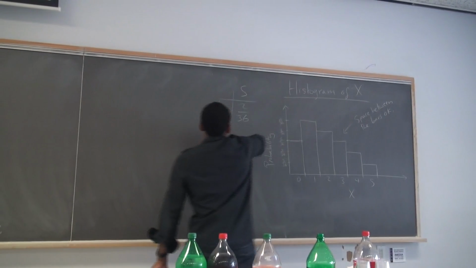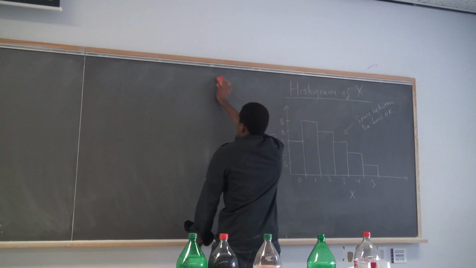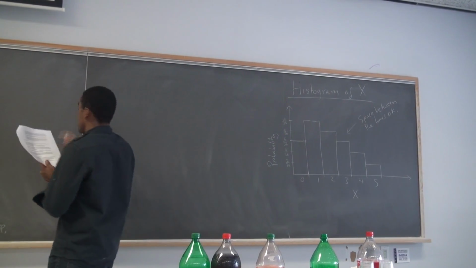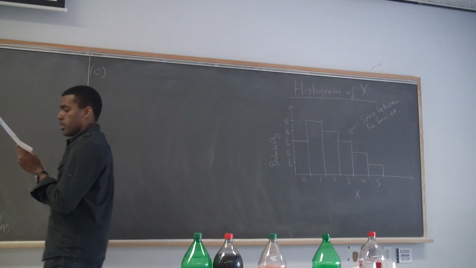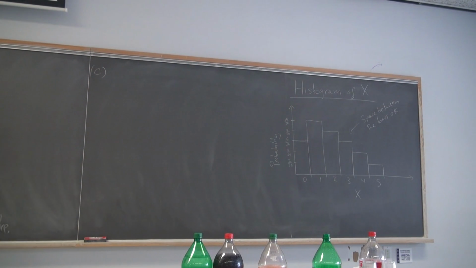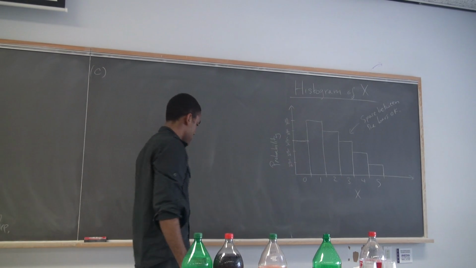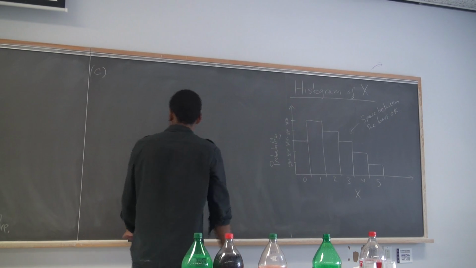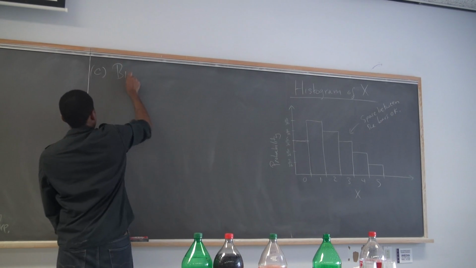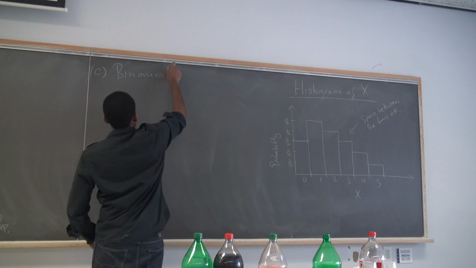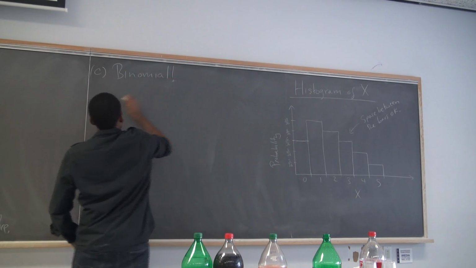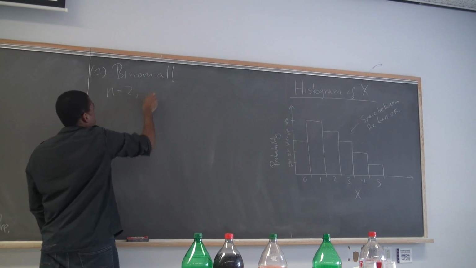Okay, how do we do part C? Part C says, if you repeat this experiment twice, what's the probability that you will get a value of x less than or equal to 1 each time? What kind of distribution is that? It's a binomial. For part C, you treat it as a binomial, where n is equal to 2.